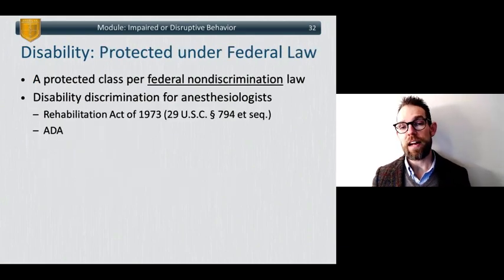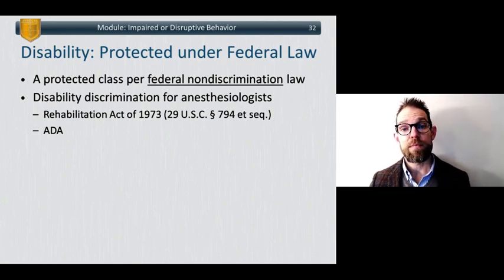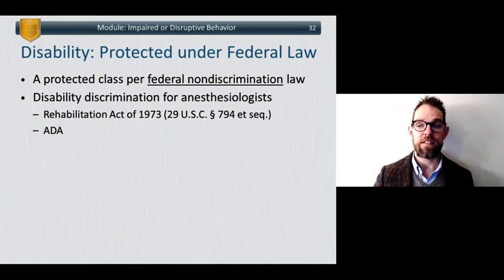But folks that have a disability are a protected class per federal non-discrimination law. There is disability discrimination that has been present for anesthesiologists, but it is protected under both the ADA and the Rehabilitation Act of 1973.